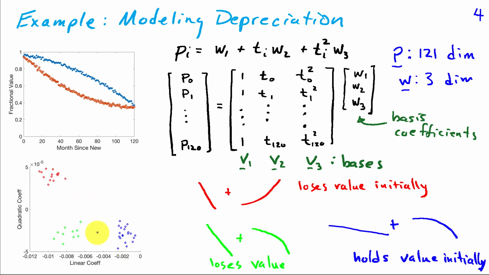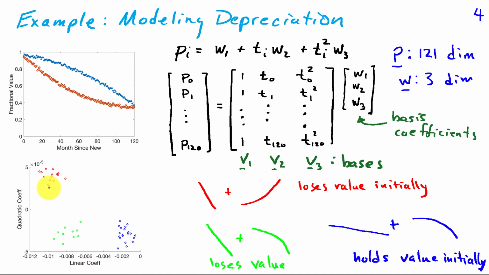So here I surveyed a whole bunch of vehicles for illustration, and it turns out that we find three different possibilities in the set of data that we had. The quadratic coefficient, in other words W3, is being shown on the vertical axis, and the linear coefficient is being shown on the horizontal axis.